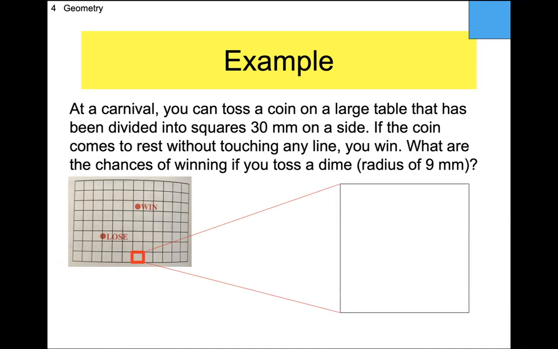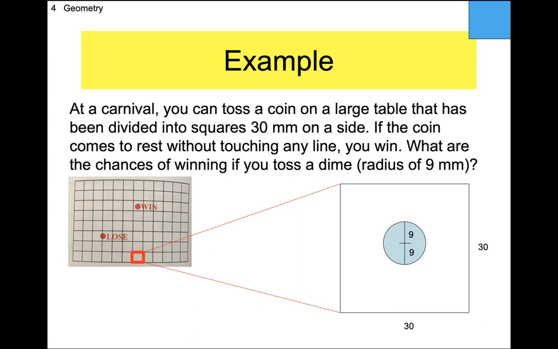We're told that square is 30 millimeters by 30 millimeters. And then the coin is supposed to land somewhere. If it lands without touching one of the black sides of the square, then you win. So clearly I've won the game here. Remember, the coin is a dime, and a dime has a radius of 9, or a diameter of 18. So there's one way of winning, and the question is, how many ways are there? Intuitively, you're probably saying I need to calculate the area of that square, and that's not actually true.